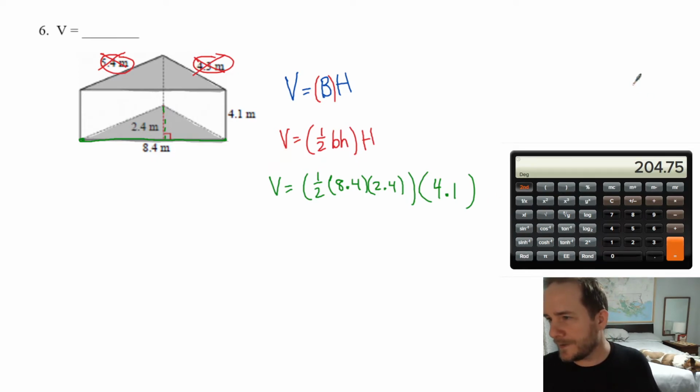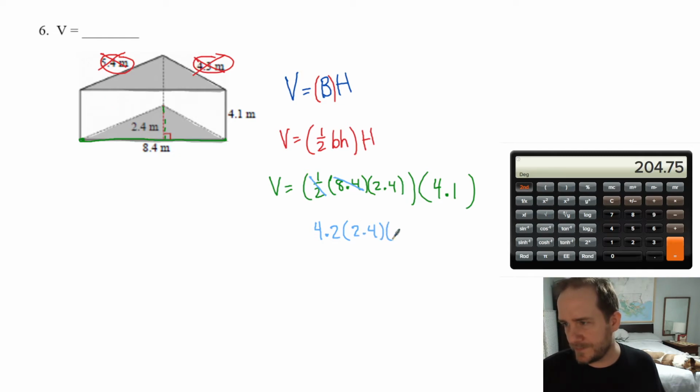Okay. Anyway, I can't do this math in my head really because these numbers are weird. I could at least maybe say that 1/2 of the 8.4, that's pretty obviously going to be 4.2. So I want to do 4.2 times 2.4 times 4.1. And let's see what that is. Okay, so clear everything out. We're going to go 4.2 times 2.4, hit equals, and then multiply that by 4.1 and see what we get.